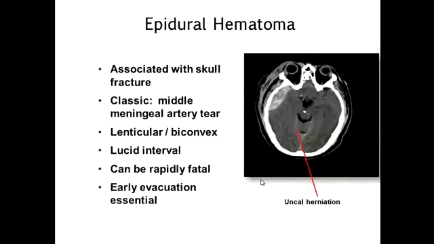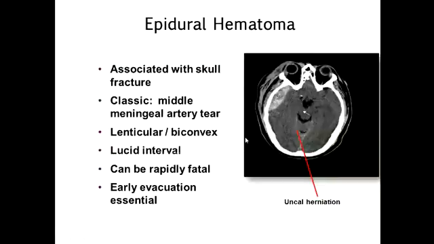With respect to focal injuries, a common injury pattern is that associated with the epidural hematoma. This is associated oftentimes with a fracture of the ipsilateral temporal bone, and classically involves a tear of the middle meningeal artery. The hematoma is seen on cross-sectional imaging as being lenticular and convex in shape.